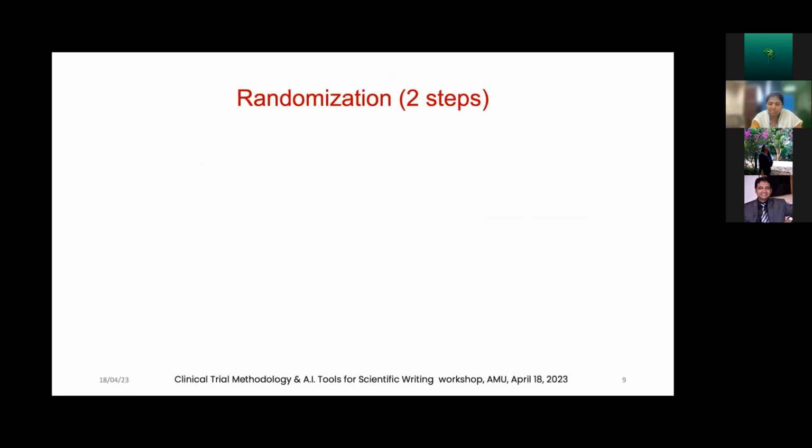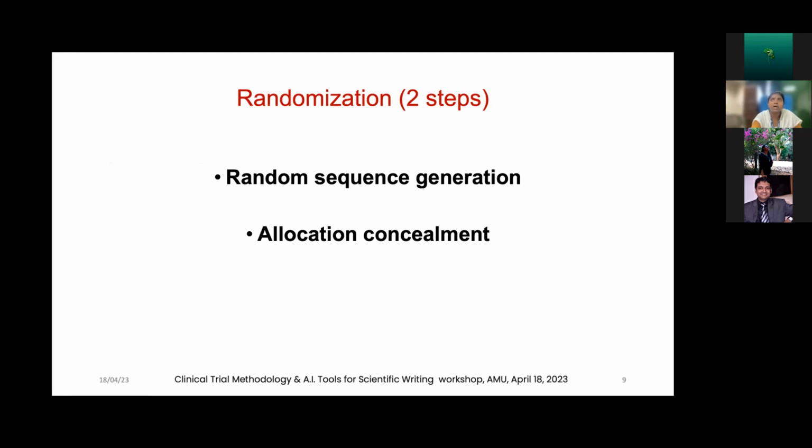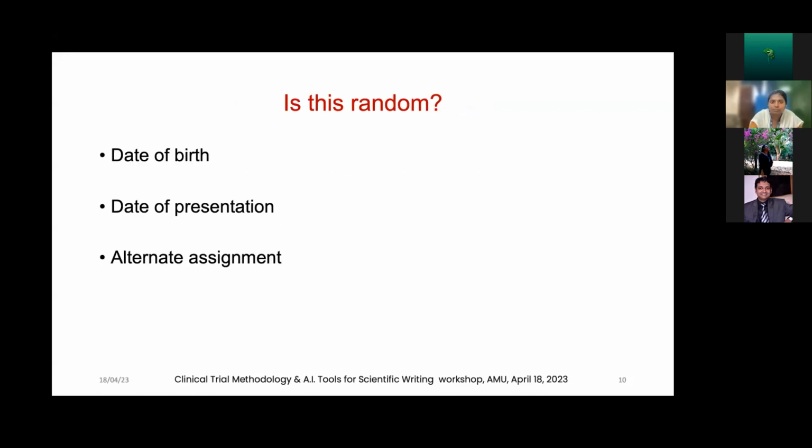Randomization involves two steps. The first is generation of a random sequence, and the second is allocation concealment. Random sequence generation plus allocation concealment together complete the randomization process. Without allocation concealment, random sequence generation alone doesn't qualify as a true randomization procedure. Please make note of it. We will see how to do it one by one. First we will see random sequence generation.